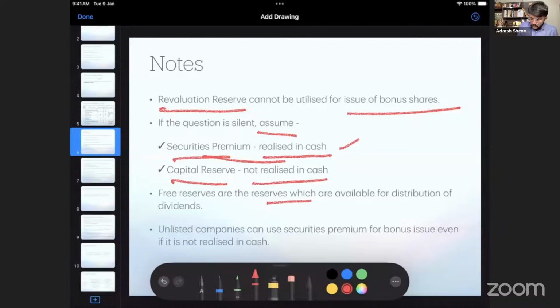Free reserves are reserves which are available for distribution of dividends. So what do you mean by free reserves? How do you define free reserves? These are distributable profits. So you can utilize them for distribution of dividends. Such profits or such reserve accounts are known as free reserves.